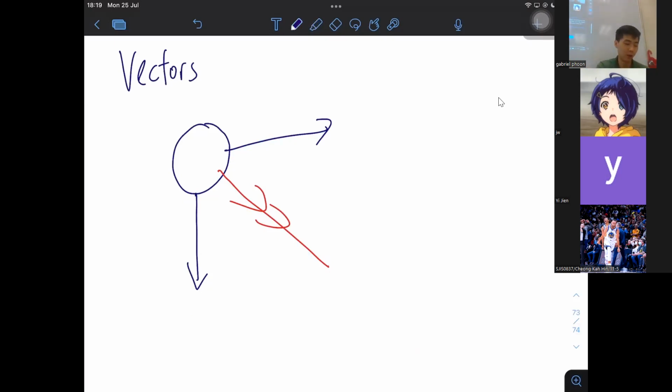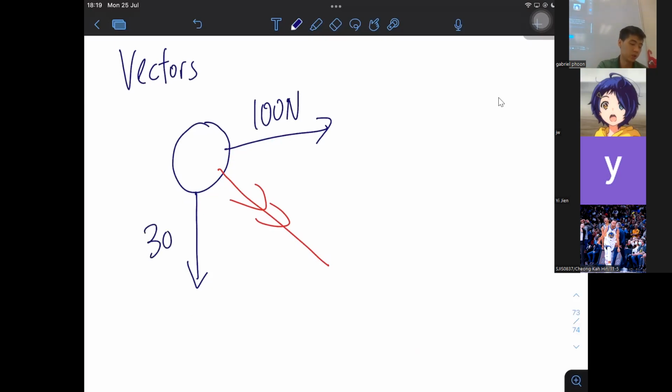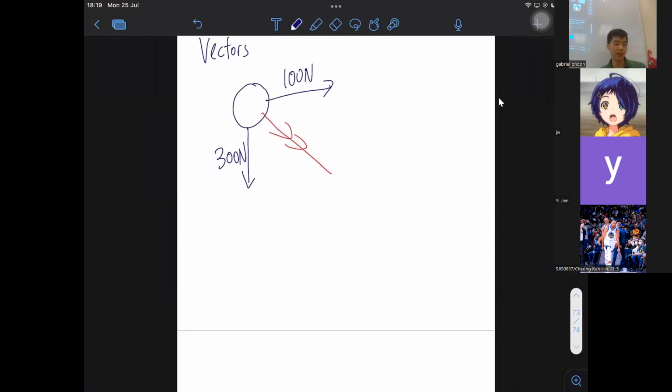Now in your exam, they'll usually give you some information along these lines. Let's say, for ease of calculation right now, that this force here is 100 newtons and this one here is 300 newtons. Right. And they ask you to find the resultant force, and they ask you to draw the vector as well. How do we begin? Yes, you must first identify the scale. Guys, why is it important to identify the scale?